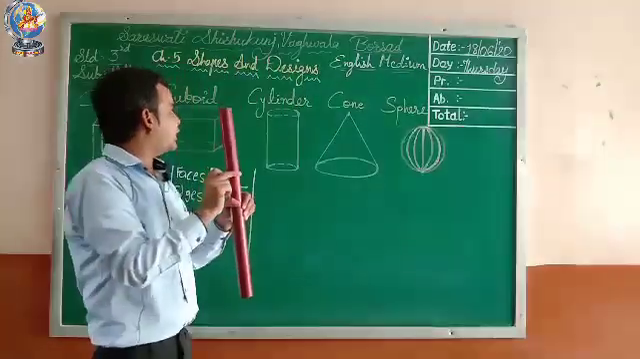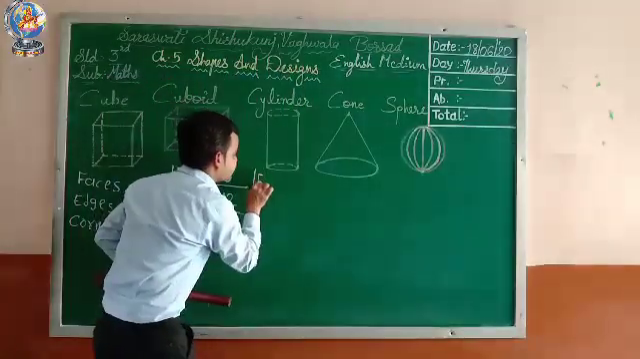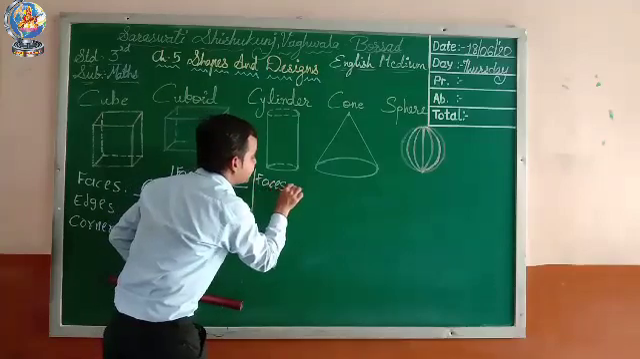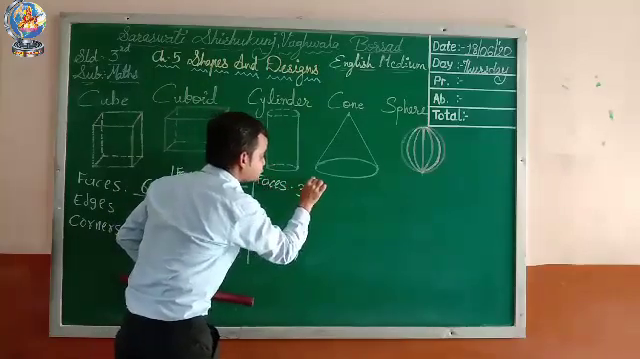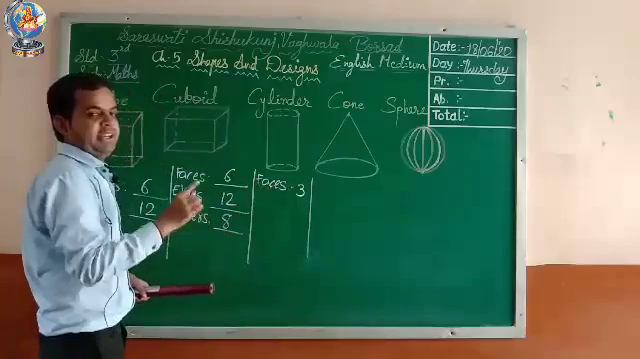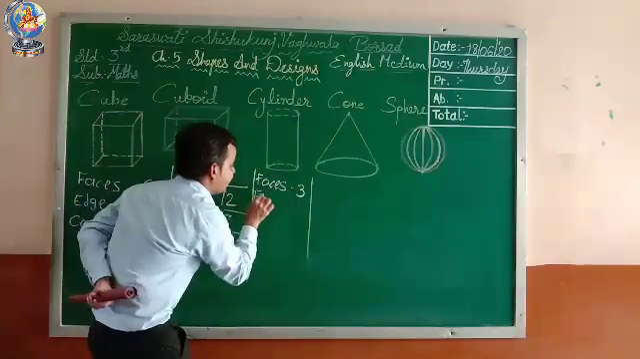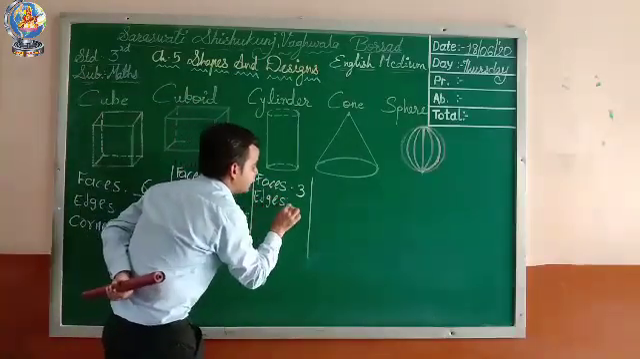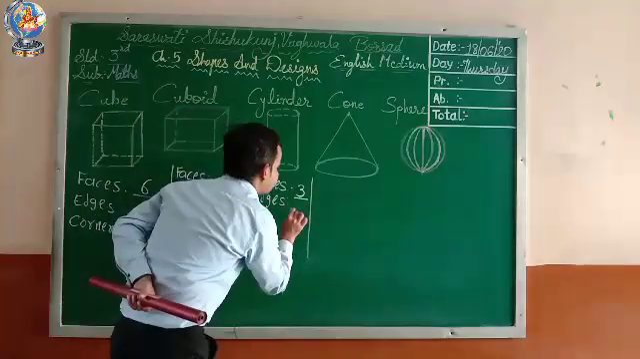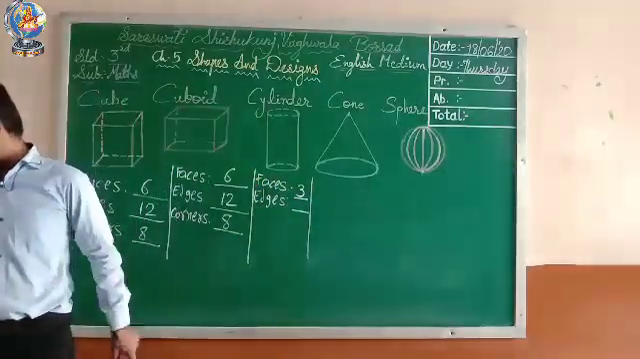Okay, so cylinder has 3 faces. How many faces does a cylinder have? 3. Understood about that? Then how many edges does a cylinder have?